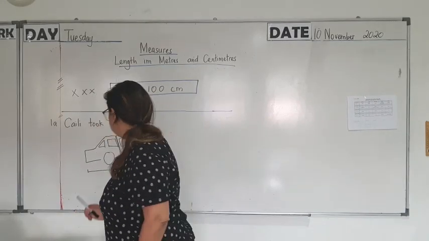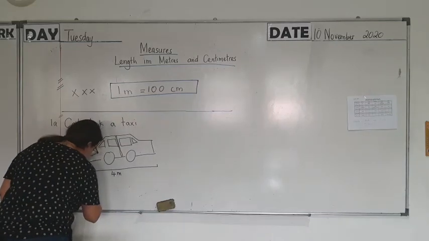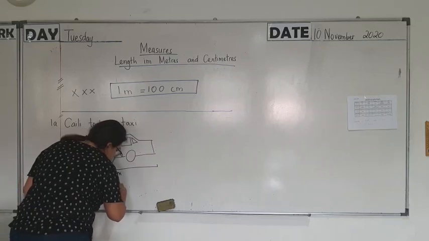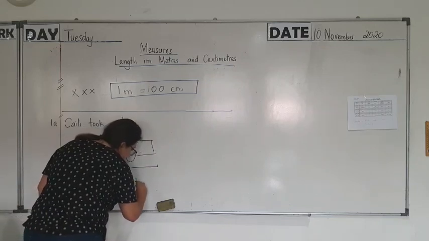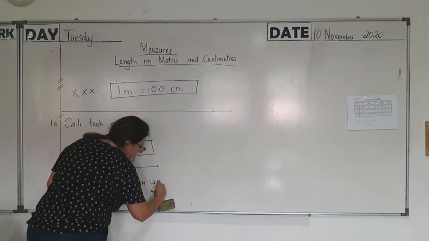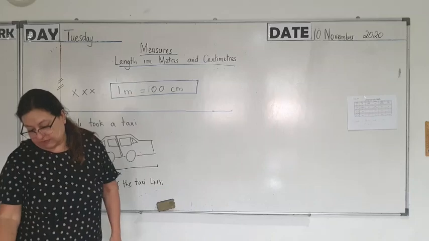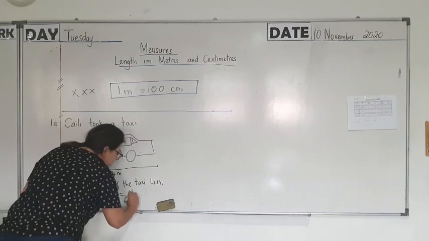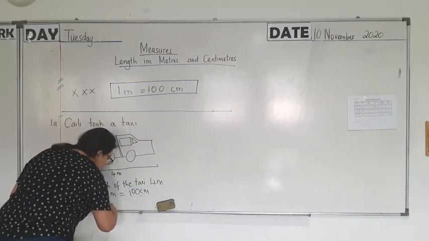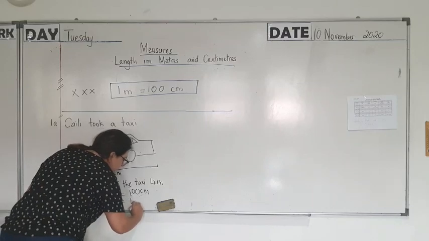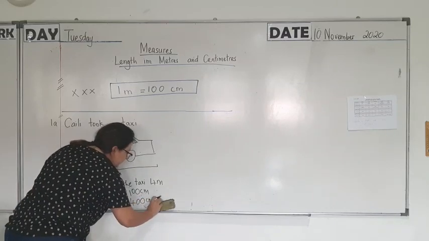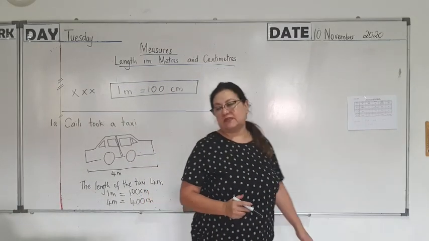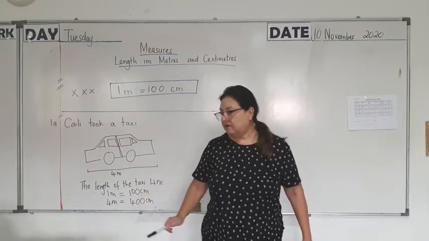What is the length of the taxi? Leave a line and then write: the length of the taxi is 4 m. That means 4 meters. 1 meter is 100 cm. So 4 meters will be 400 cm. 1 meter is 100 cm, so 4 meters will be 400 cm.